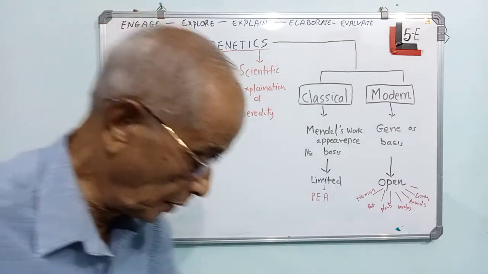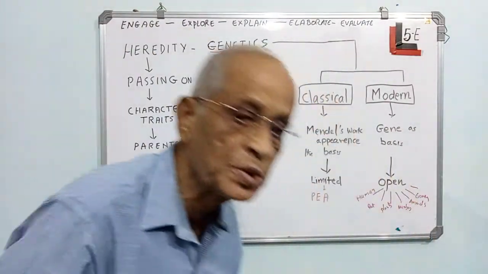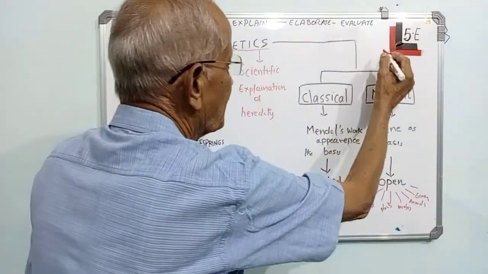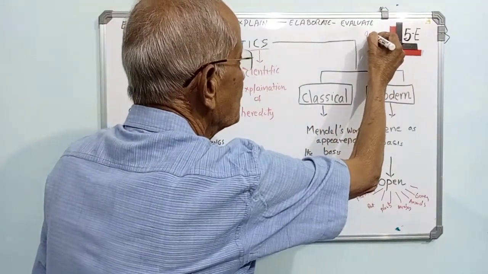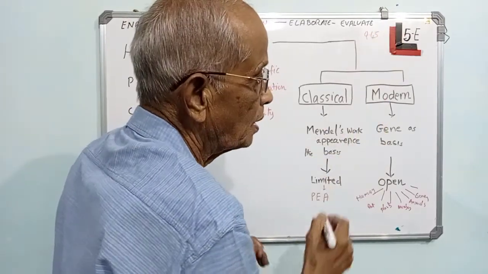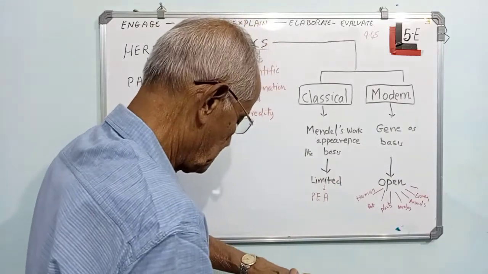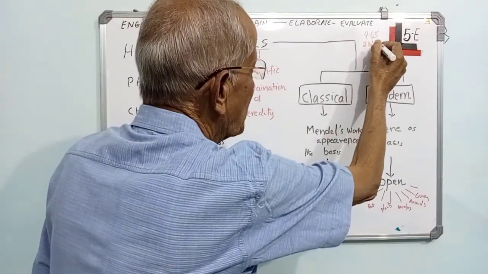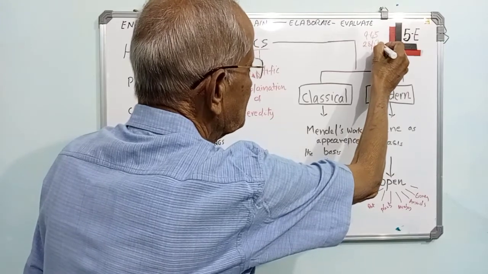Good evening to everyone. Now it is almost 9:45, and today's date is 28 May 1921.